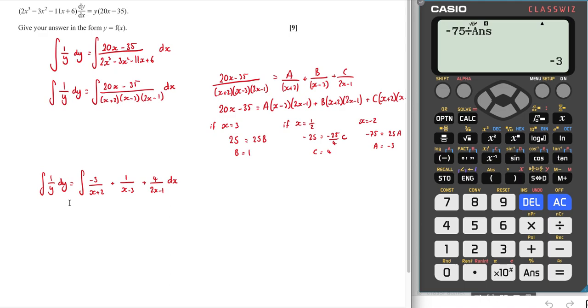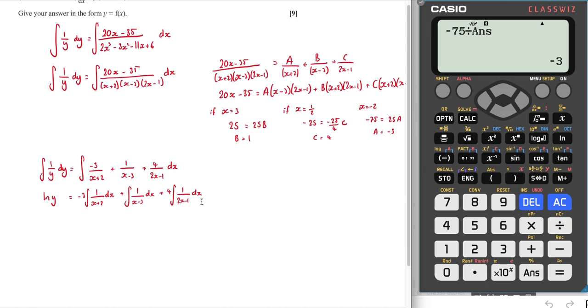So the left-hand side is dead easy. 1 over y is just ln y. I'm going to have minus 3 lots of the integral of 1 over x plus 2 dx plus the integral of 1 over x minus 3 dx plus 4 lots of 1 over 2x minus 1 dx. Now, the first two are very similar to each other. The third one is a little tiny bit more difficult, not a lot.